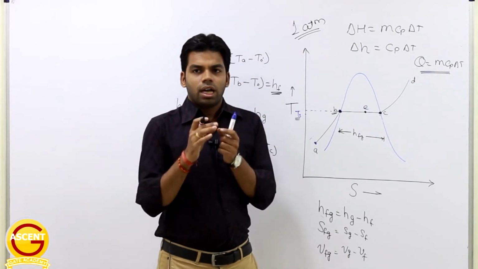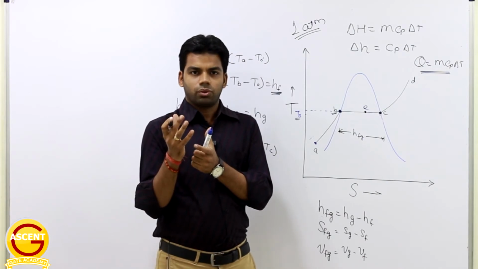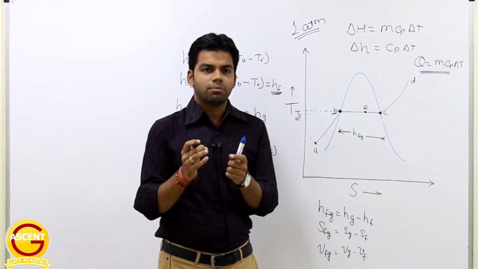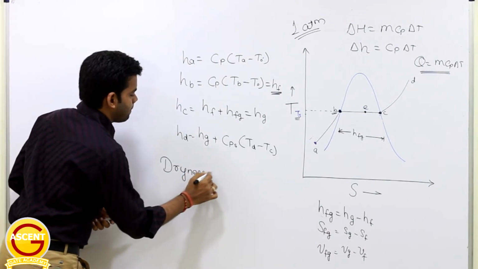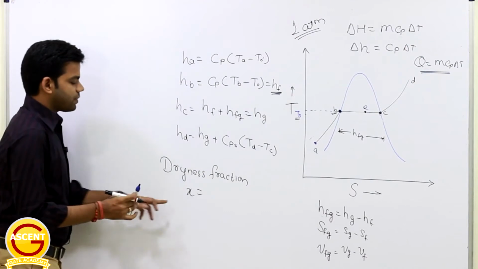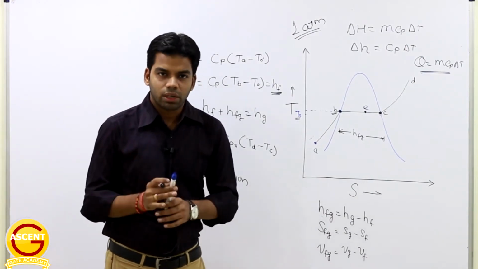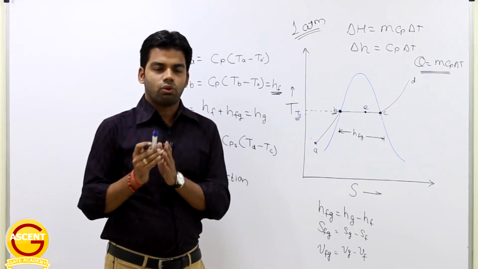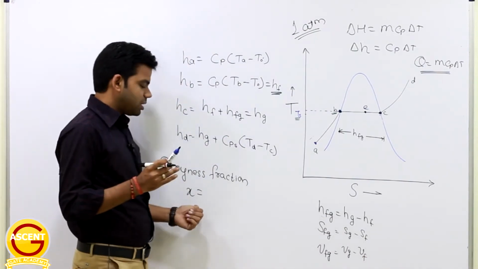Getting this? Now suppose we are converting just 60% of water into steam, and here one term comes: dryness fraction. Dryness fraction, very important term, which is represented by x, and this dryness fraction is defined as the fraction which is dry. How much fraction of it has become dry, or you can say how much fraction of that water has been converted to steam. How much fraction of water is converted to steam is nothing but dryness fraction.